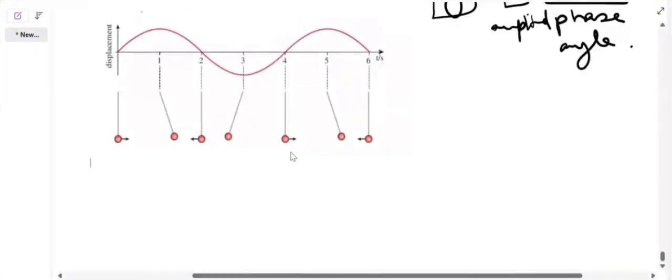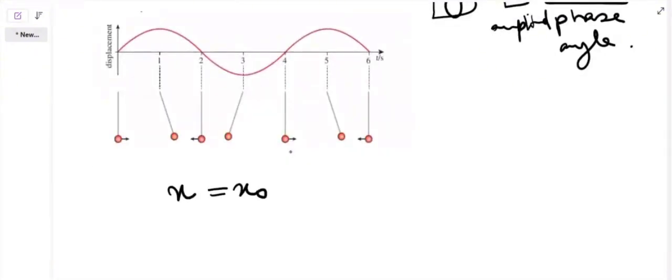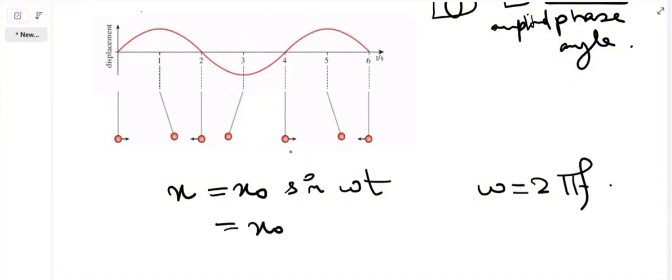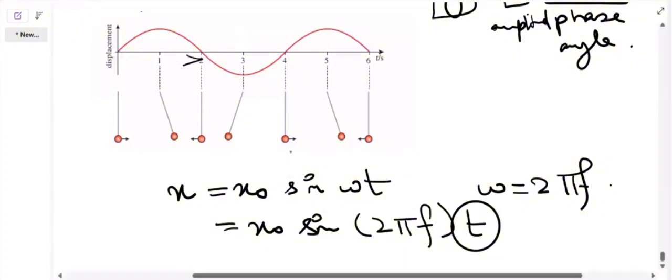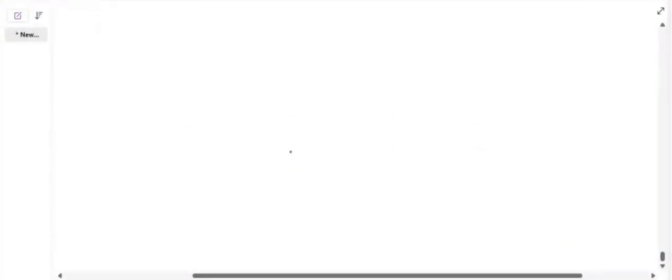In terms of this, you can also write it as x equals x naught sine omega t, where omega equals 2 pi f. So in the exam, as per the demand of the question, you can also apply 2 pi f into t. Small t basically indicates the half equation part. Capital T indicates the full part. Done? Any doubts? No.